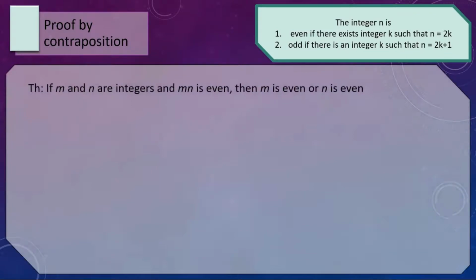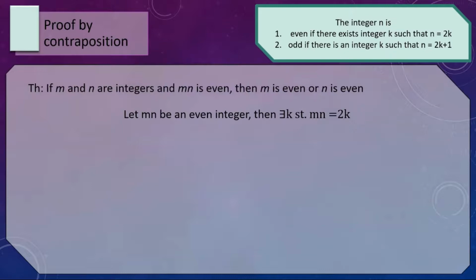If m and n are integers and m times n is even, then m is even or n is even. So let's try to do this directly, because that would be my go-to. Let m times n be an even integer, then there exists a k such that m times n is 2k. Right? I'm just applying the definition. But where do you go from there?